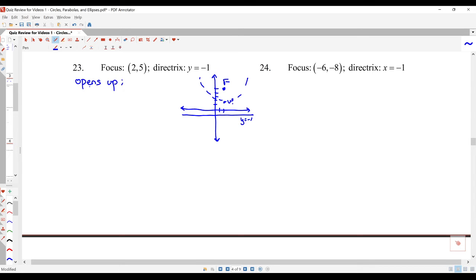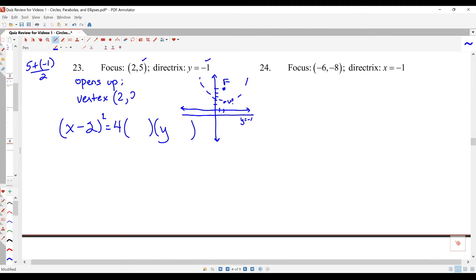Now again, however you want to do this, the fact that it opens up means I don't know my vertex yet, but I do know it's going to be x minus something squared equals 4p times y minus k. So my vertex is going to have an x coordinate of 2, so I can go x minus 2 here. And the y coordinate is just going to be whatever number is halfway between 5 and -1. If you forget from geometry how to find the midpoint, you just add the two numbers and divide by 2. So 5 plus -1 is 4, divided by 2 is 2.